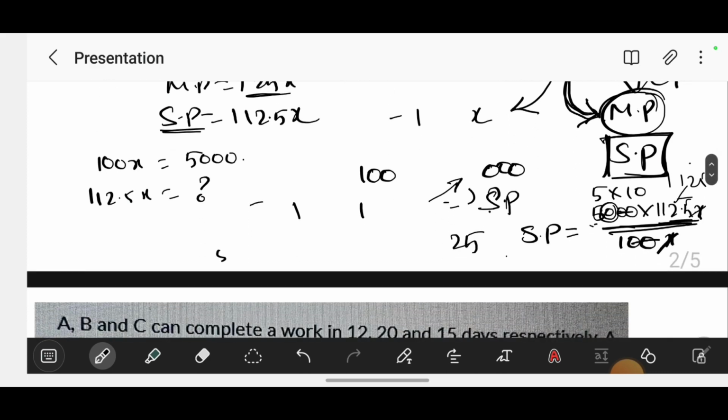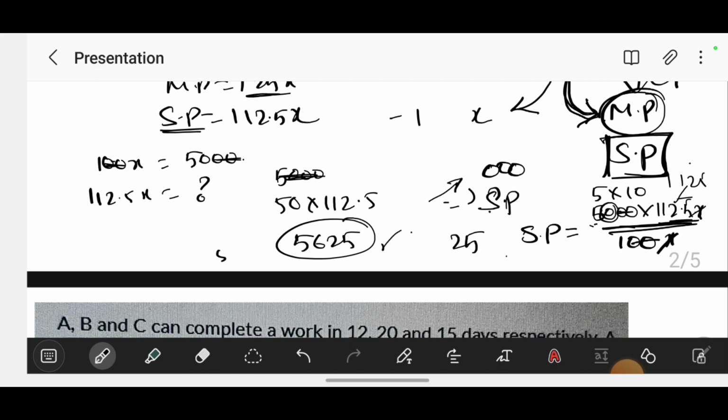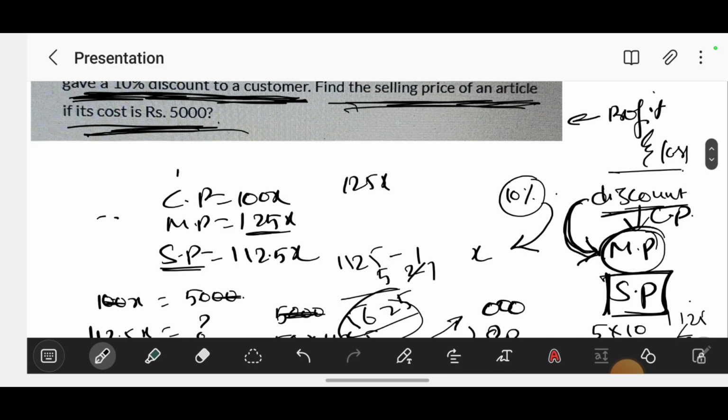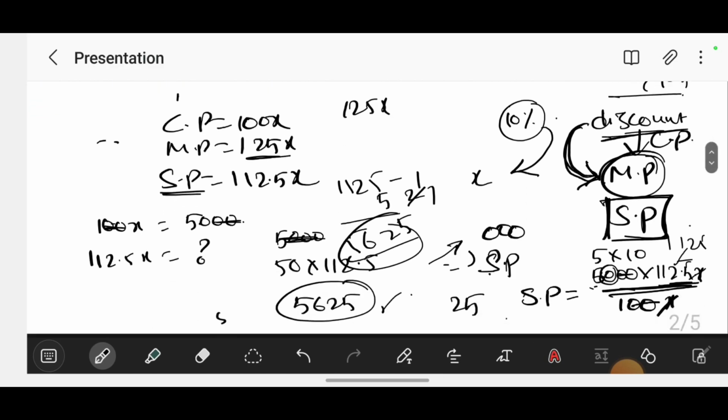For that you have to do 5000 divided by 100, which gives 50, into 112.5, that becomes 5625. That is the answer, guys. Let me calculate it again: 5 fives are 25, 5 twos are 10 plus 2 is 12, 5 ones are 5 plus 1 is 6, so 5625. So the selling price becomes 5625, right? Let's go to the next question.